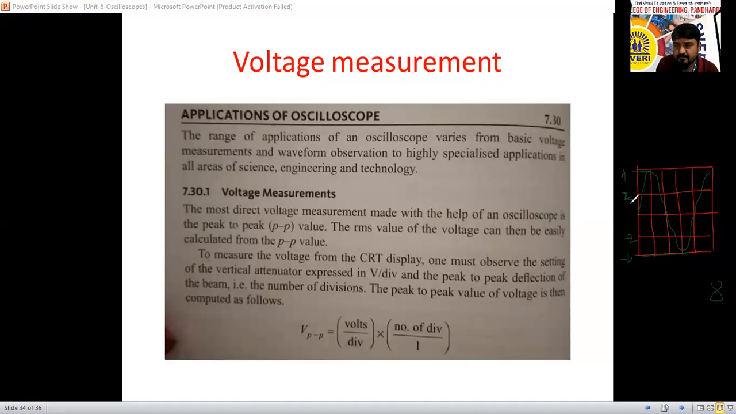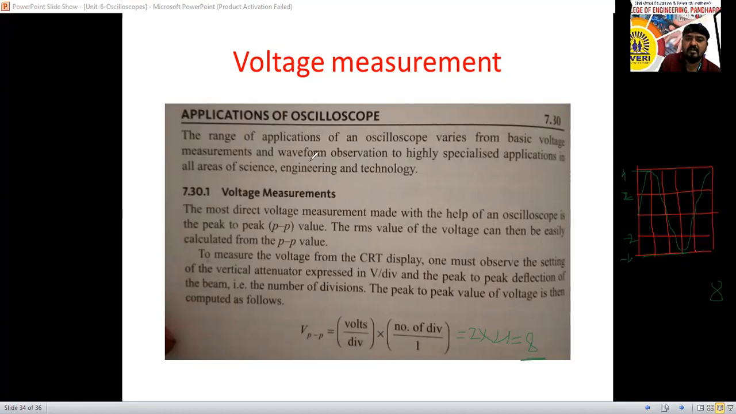2 volts per division we have considered here. How many divisions are there for peak to peak? Here 1, 2, 3, 4. 4 divisions are there. So 2 into 4, how much? 8. So this is the voltage measurement method. It is going to do that in the analysis, that is in the storage, and it is going to display that here.